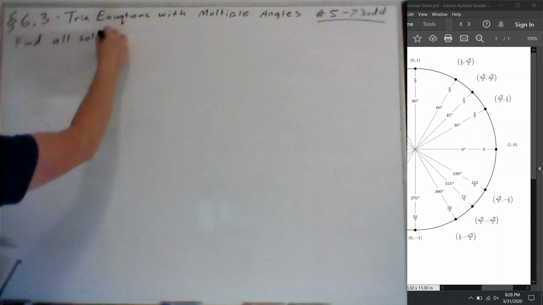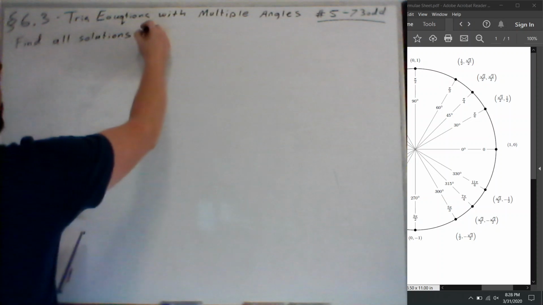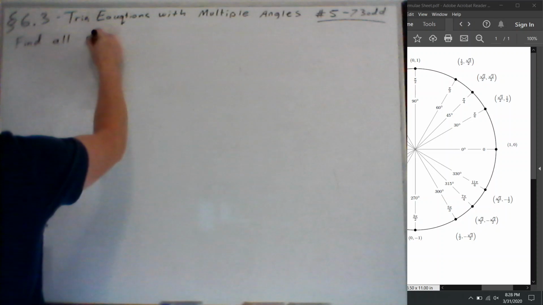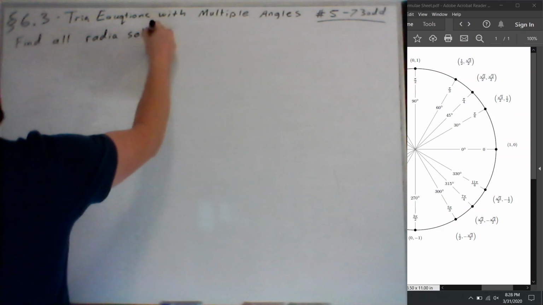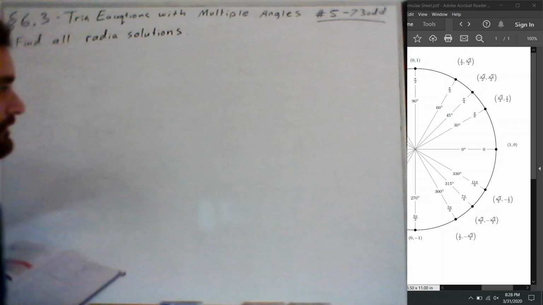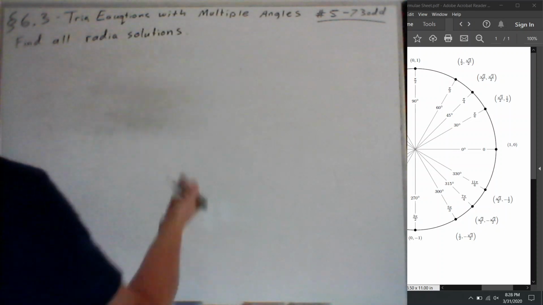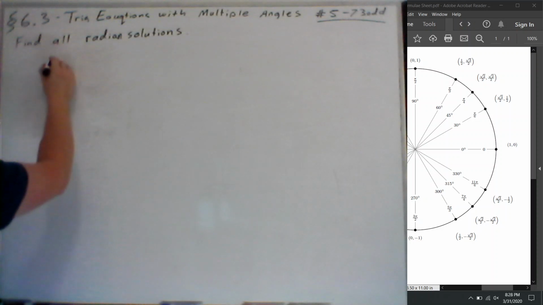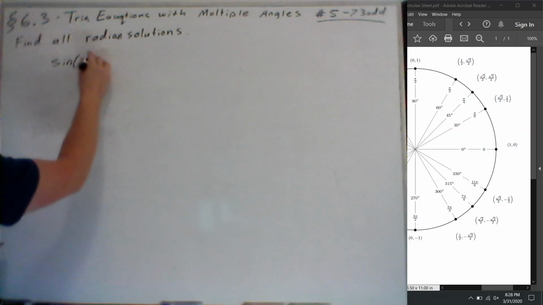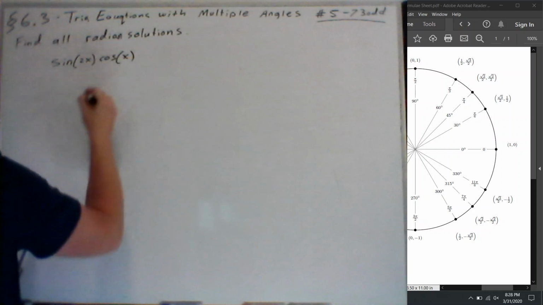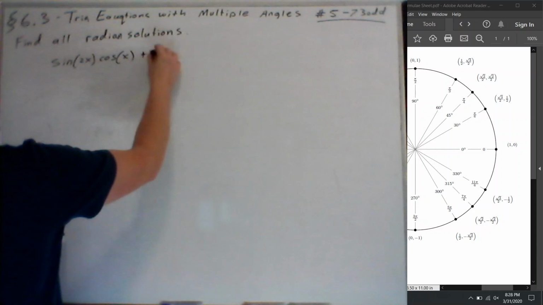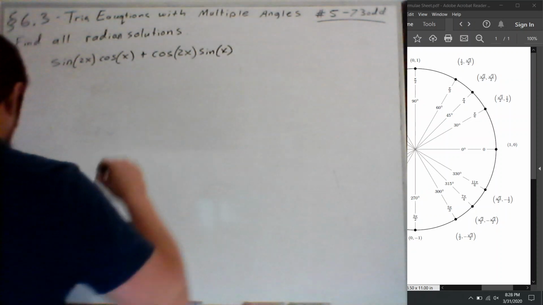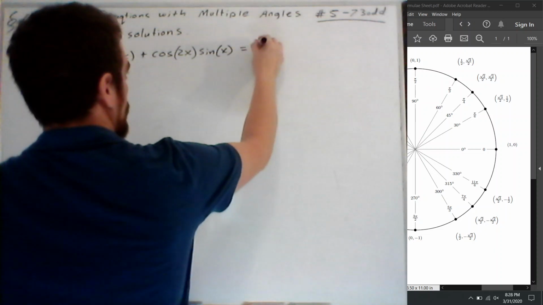Find all solutions. Oh, wait, let me say find all. Let's stick with radian, right? Find all radian solutions. We've done enough with those degrees. And let's say they give us this equation, sine of 2x times cosine of x plus cosine of 2x times sine of x is equal to 1/2.